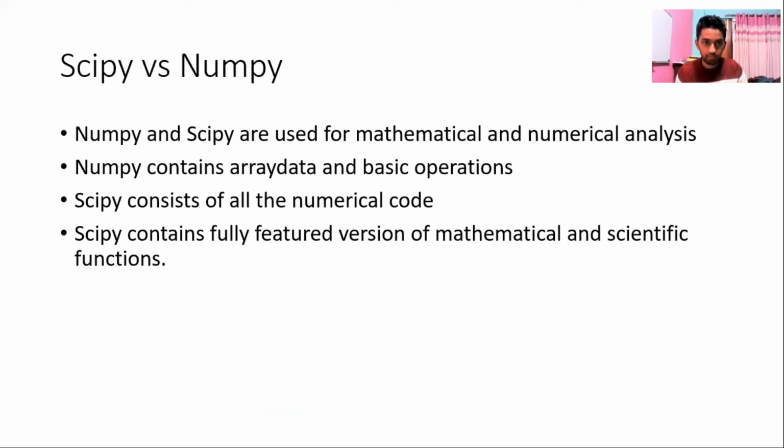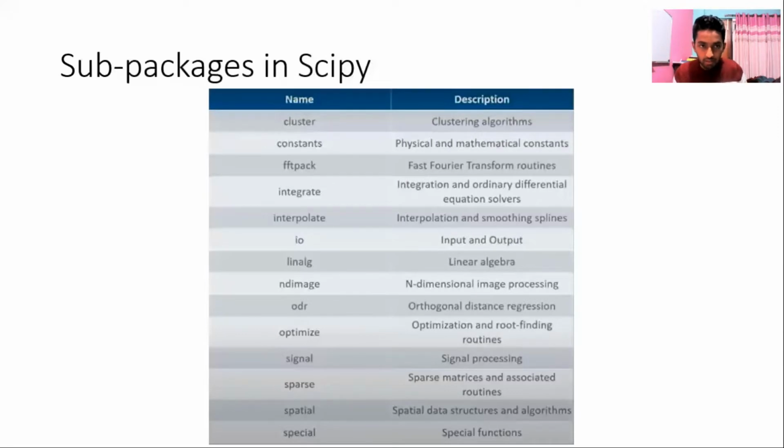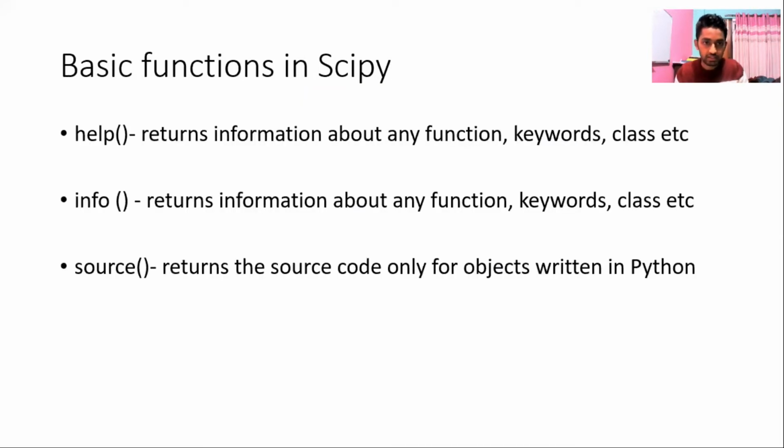Now let's compare it with Numpy, and see what exactly is the difference between Scipy and Numpy. So Numpy actually contains array data and basic operations, whereas Scipy consists of all the numerical code in it. So we can call Scipy a fully featured version of mathematical and scientific computation. We can call Scipy a more advanced version of Numpy. Now these are some of the sub packages in Scipy which we will learn while we do some coding in it. Finally we will learn all these things, these basic functions, and how they work in the notebook itself.